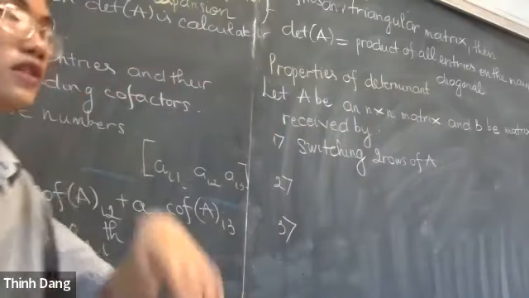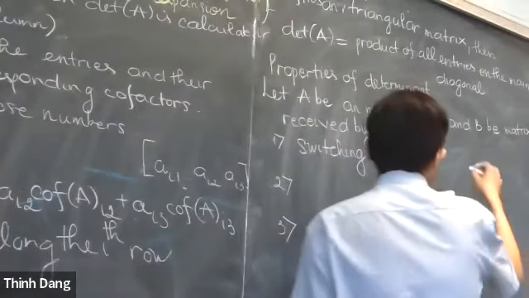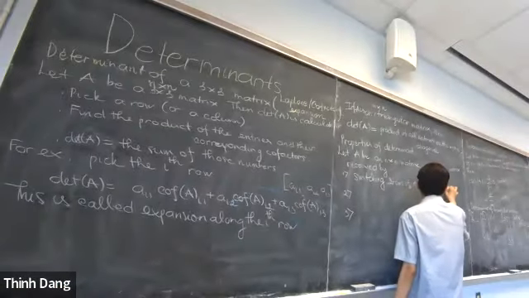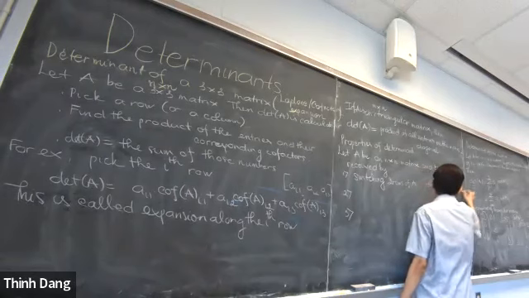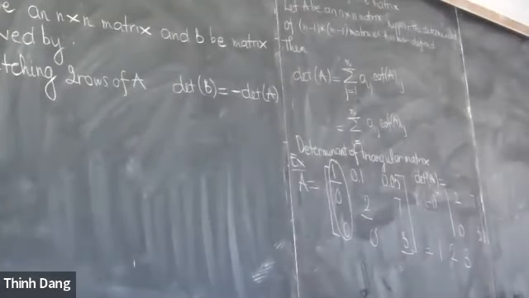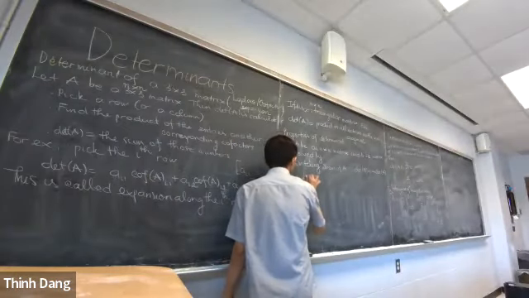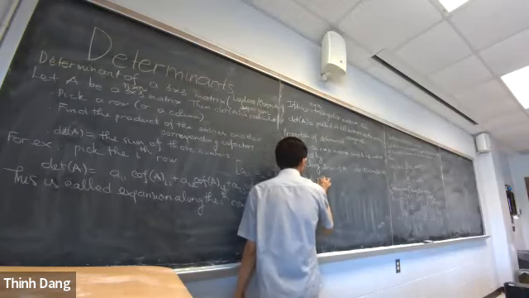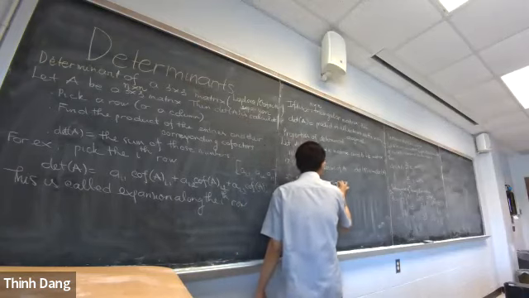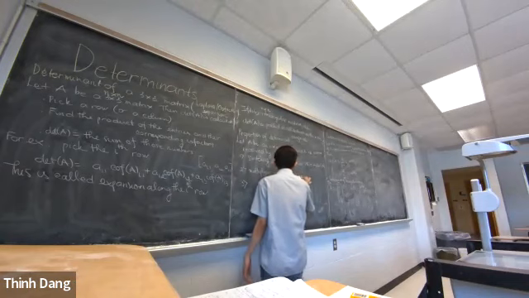If the new matrix is received by switching two rows of the original matrix, then their determinants are opposite of each other. That of B should be negative that of A. And the second type of row operation is to multiply a row of A with a scalar.